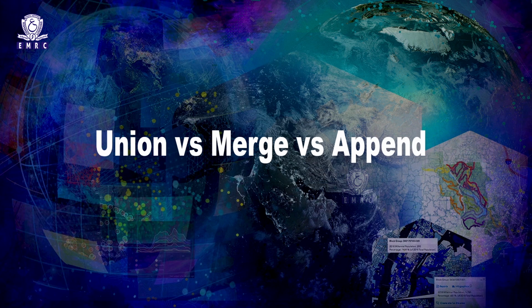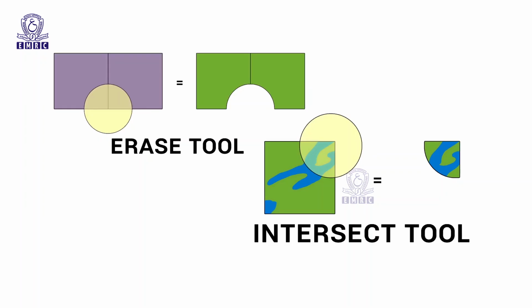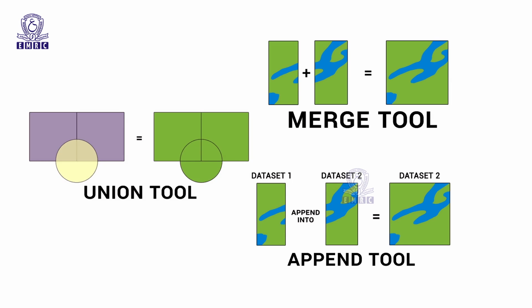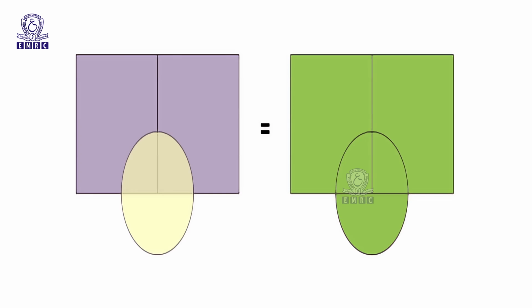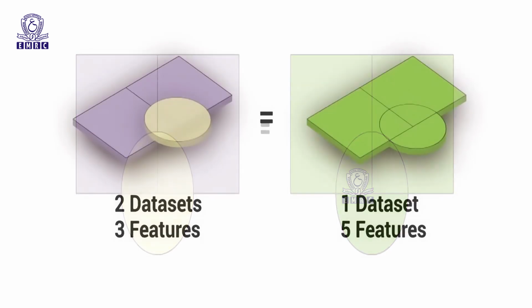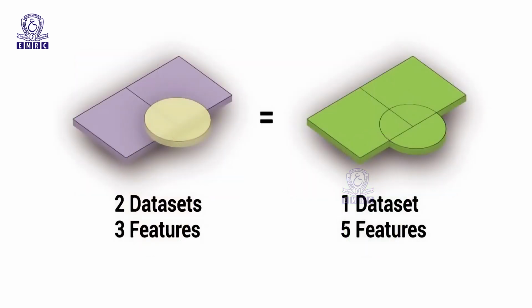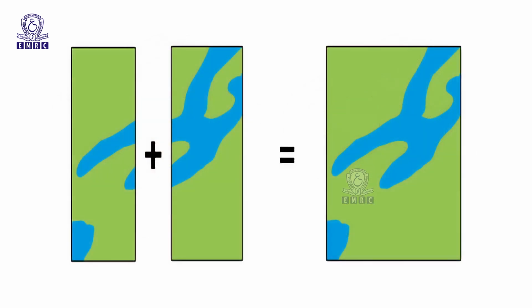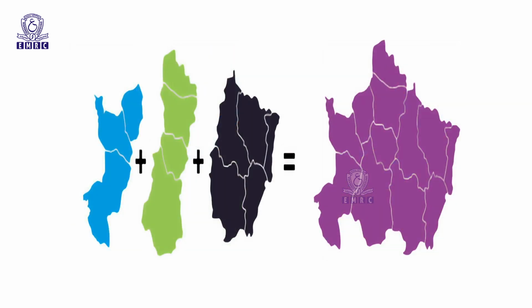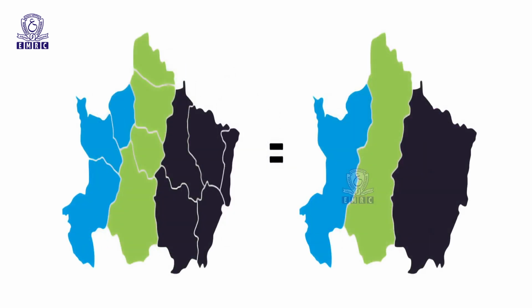Union versus merge versus append. While erase and intersect look at how features interact with each other, union, merge and append combine data together from two separate input data sets of the same geometry. The difference is union splits up coincident features at the lines where they intersect and adds a field to the attribute table expressing the relationship between the layers. Merge simply combines the features where they exist in the world without any sort of feature altering or attribute table changes or notation, creating a new output data set.